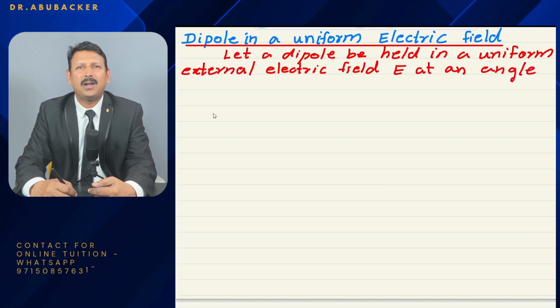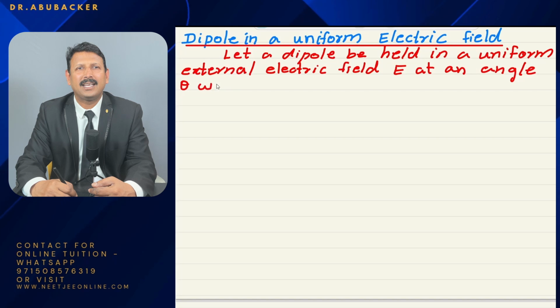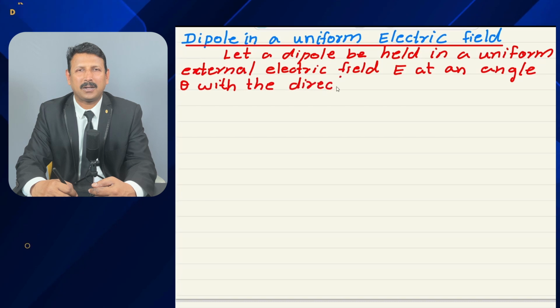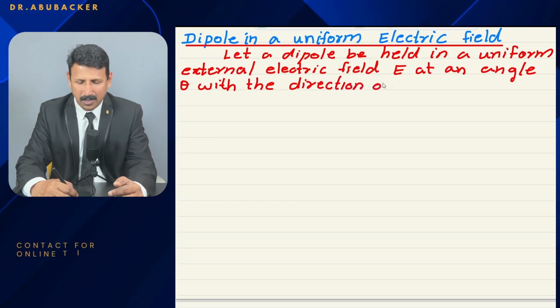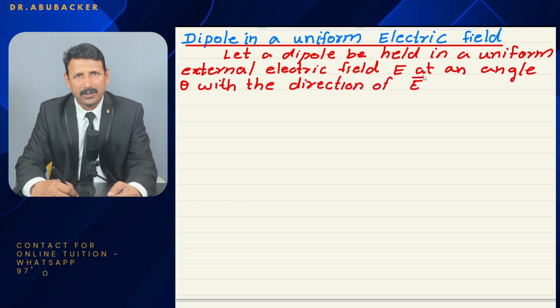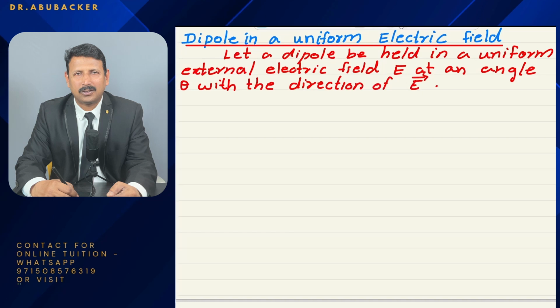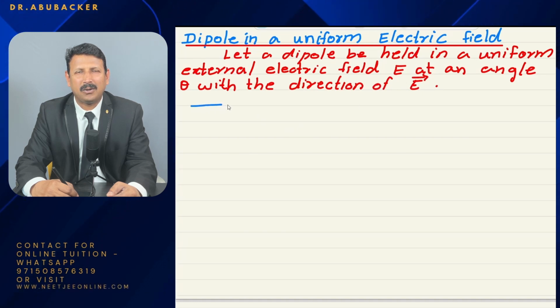So, let a dipole be held in a uniform external electric field E at an angle theta with the uniform electric field, or the direction of the uniform electric field. We will go slowly because, as I said before, a few students said it would be good if I could reduce the speed of talking.